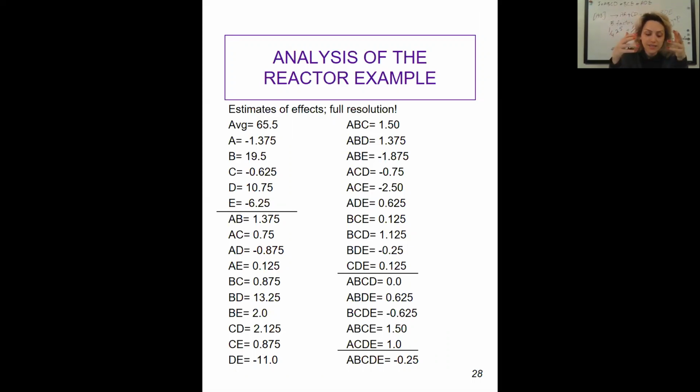For contrast, we said that you're just going to have sigma Li yi, right? They had that in chapter 6. And for the divisor, the equation that they had was R times 2 power k minus 1. And k was the number of factors, R is the number of replications. So here we don't have any replication, so R is equal to 1.